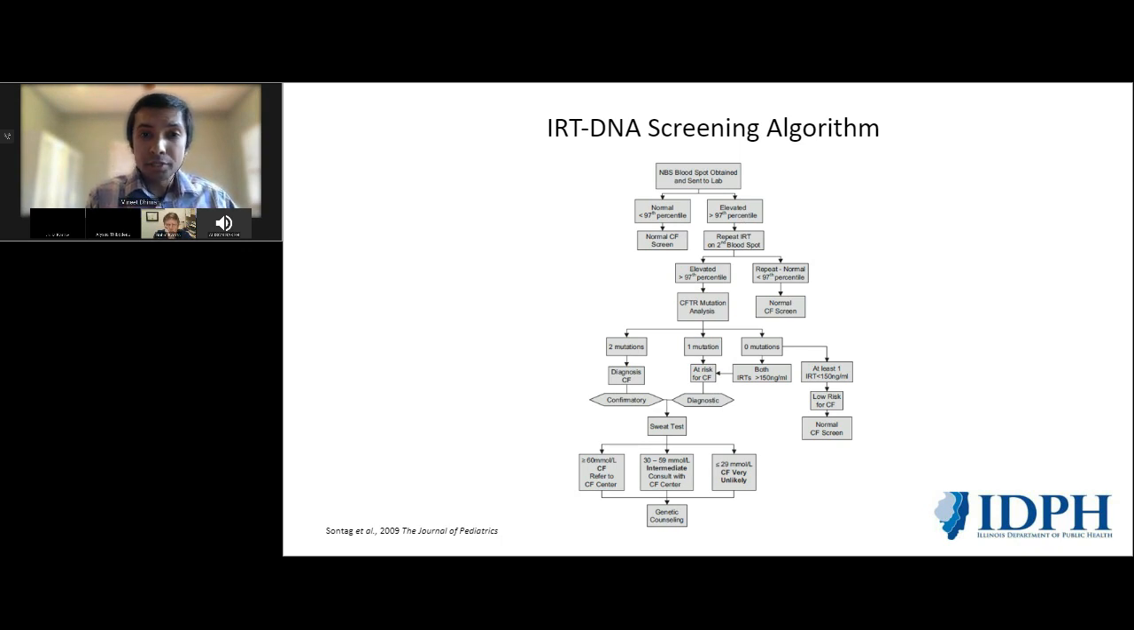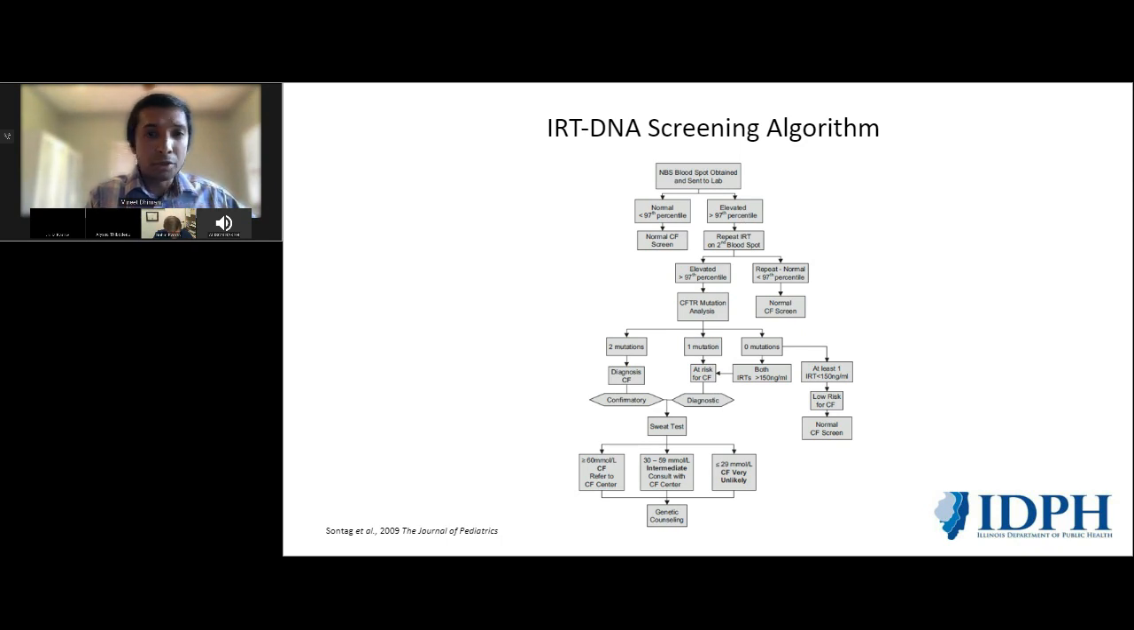So with the 0 mutation case, what will happen is if it's 0 mutations and the IRT level is below 150 nanograms per mil, or in IDPH's case, we use a limit of 170, that indicates low risk for CF, and we result that as a CF normal. However, if we do not see a mutation, but we see high levels of IRT above 170, we will still report that out as a CF positive screen, just no mutations, and it falls into the category of very high IRT.